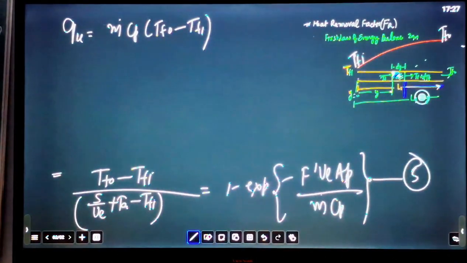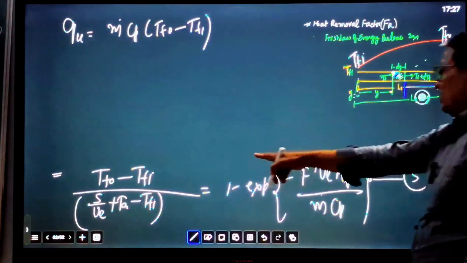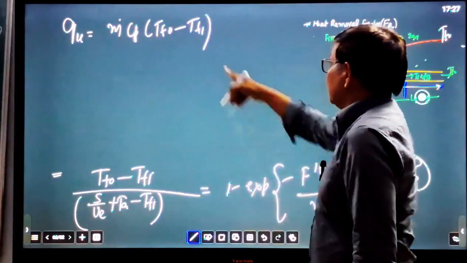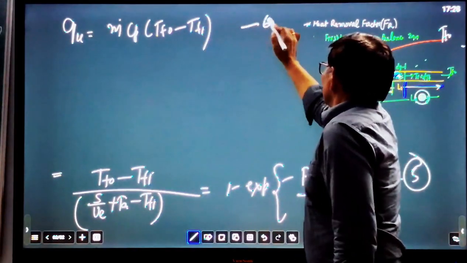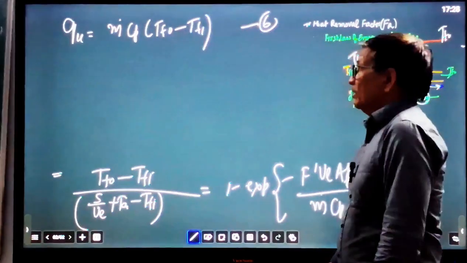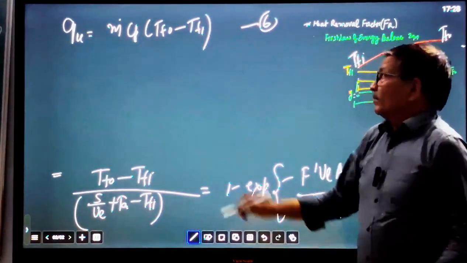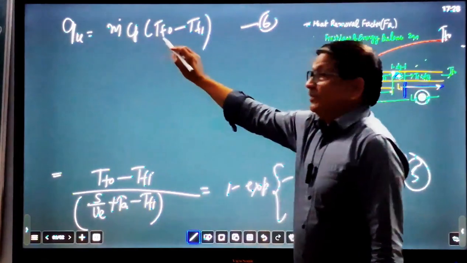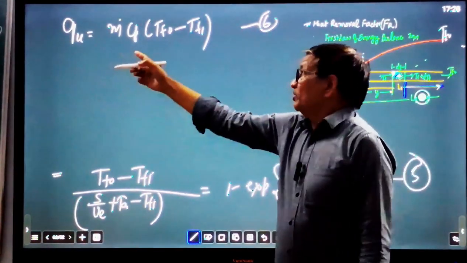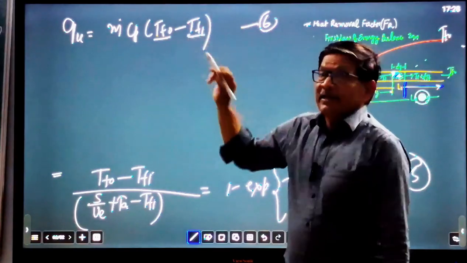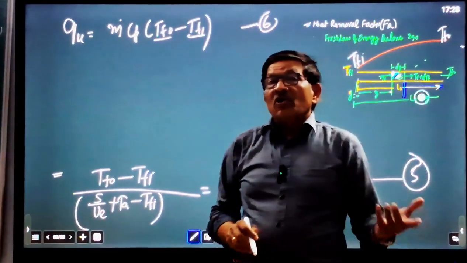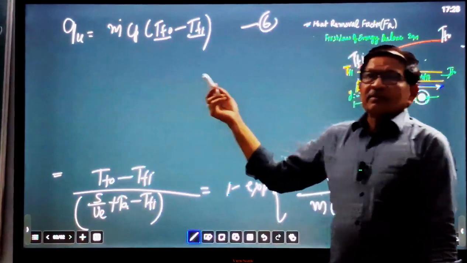Taking TFO minus TFI from equation number 5 and putting it here in equation number 6. If QU is the useful heat gain for the whole of the collector, m dot is the mass flow rate, Cp is the specific heat of the fluid, TFO is the fluid outlet temperature, and TFI is the fluid inlet temperature, from all tubes. So this is a very simple equation.